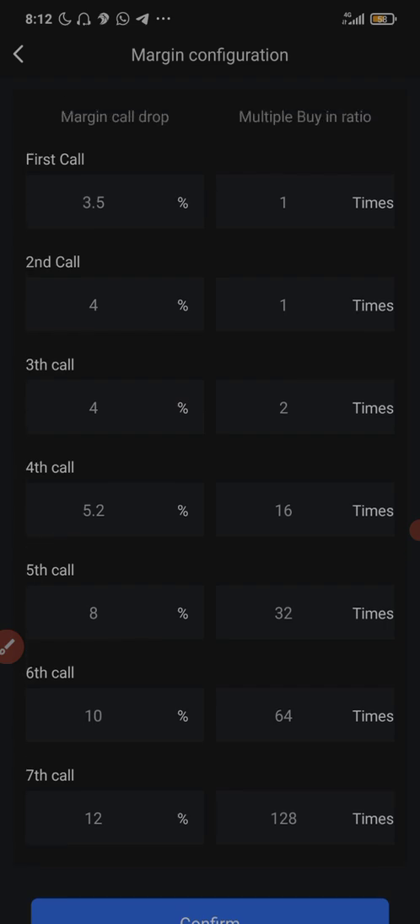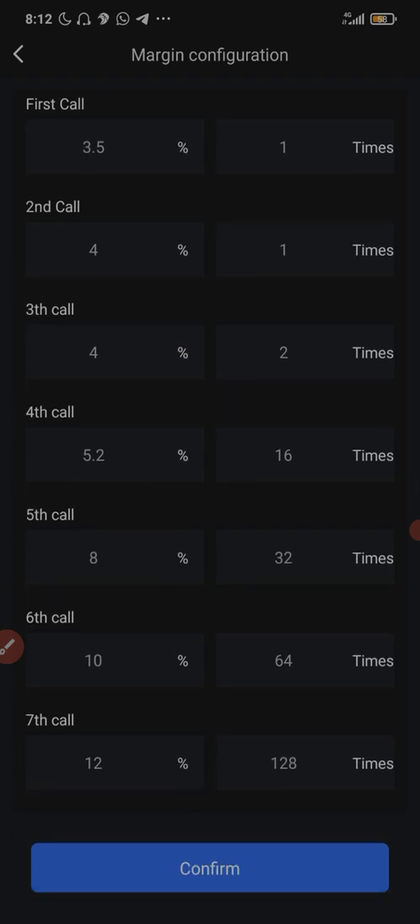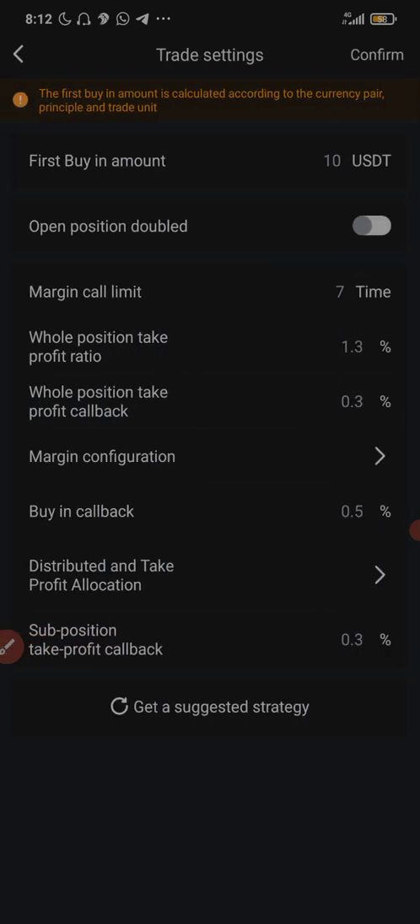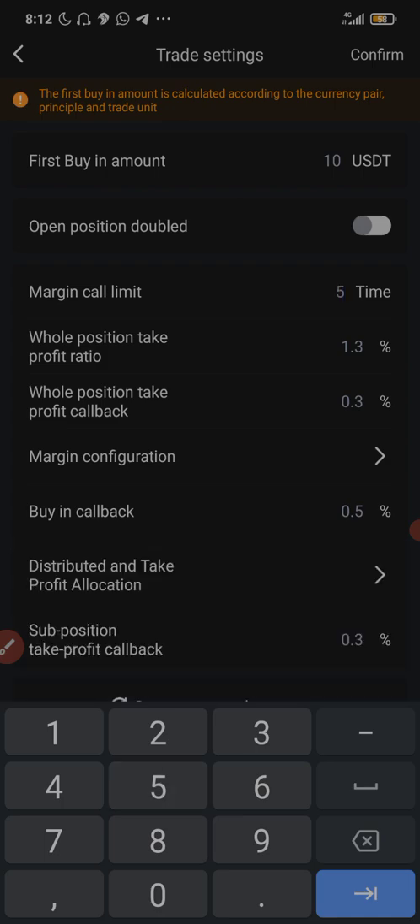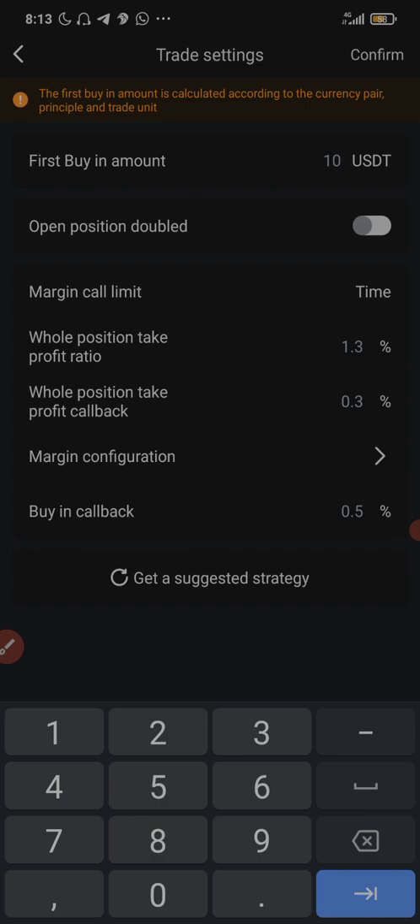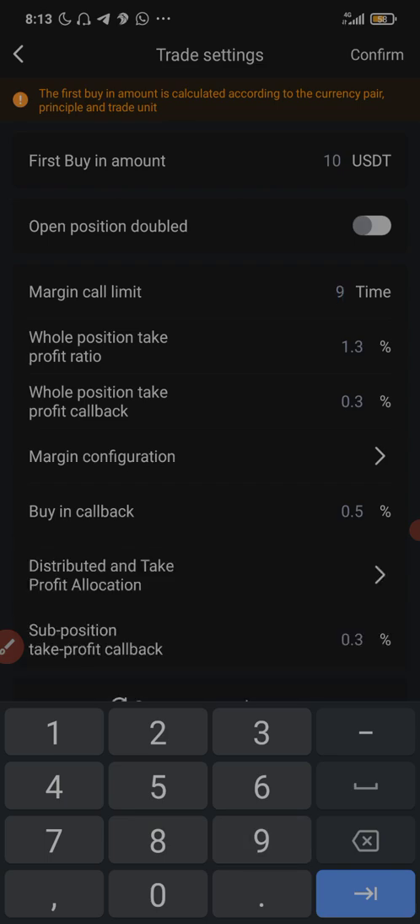But before that, take note, we are actually using $100 for our trade, and that means our margin call limit, we can decide to make it 5 or 10. You can decide to make it 5 times or 9. Do you understand? Because we actually have 10 USDT here, and our remaining balance from that $100 that we have as trading capital would be $90. So our margin call limit is actually going to be 9, and you can decide to reduce it to like 5.